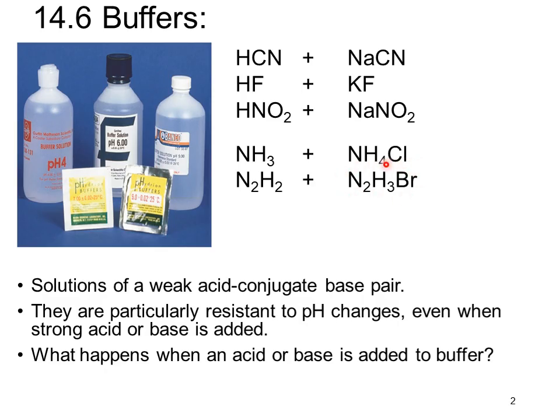Again, as long as we have this acid-base conjugate mixture, we're going to use equilibrium, switching back and forth between this acid and conjugate base, or base and conjugate acid, in order to prevent large changes in pH.